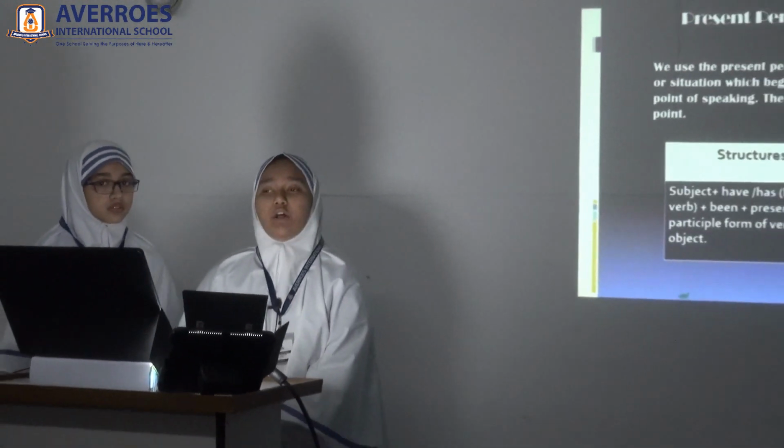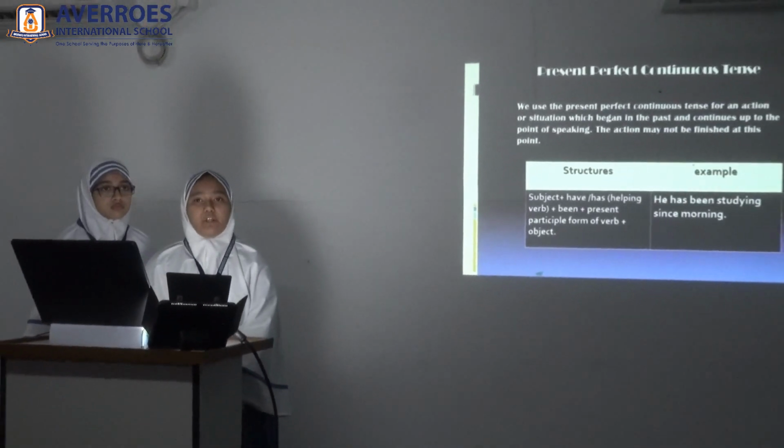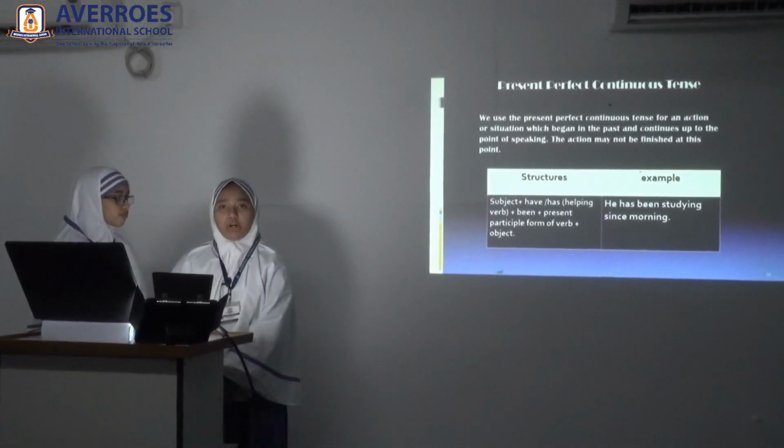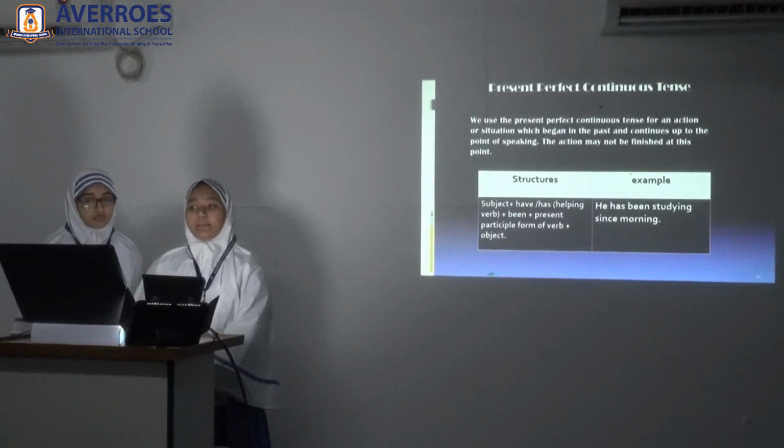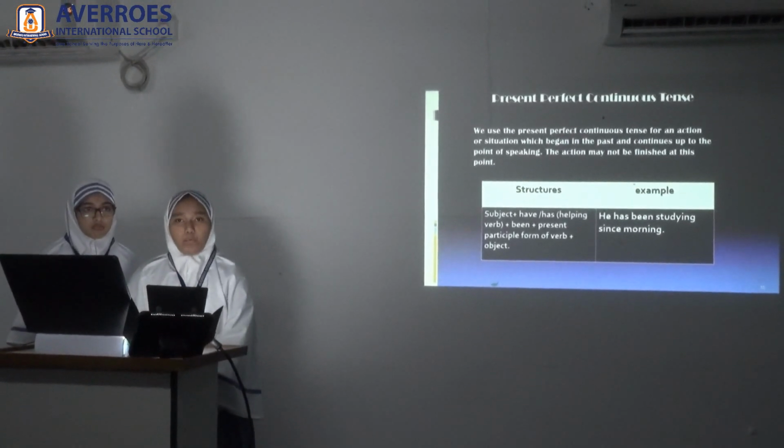Present perfect continuous tense. We use present perfect continuous tense for an action or situation which began in the past and continues up to the point of speaking. The action may not be finished at that point. Structure: subject plus have or has, which is a helping verb, plus been, plus the present participle form of the verb, plus object. Example: He has been studying since morning.